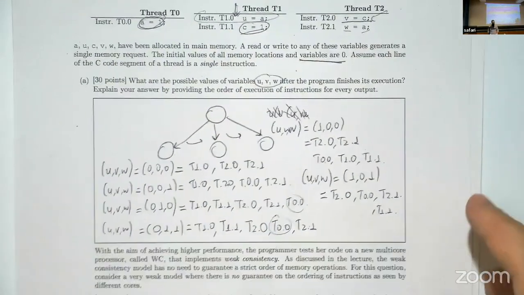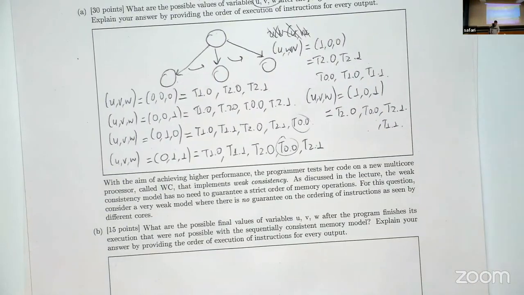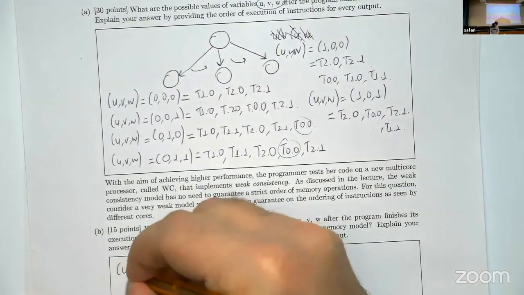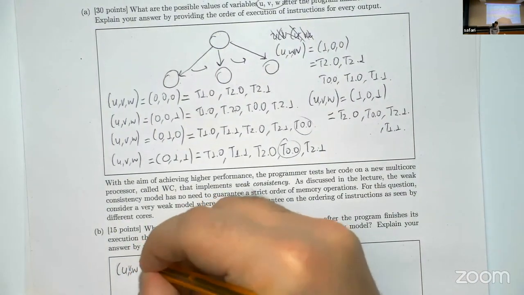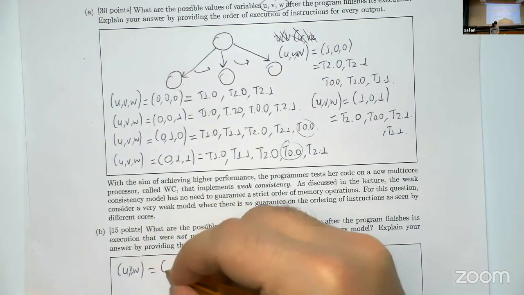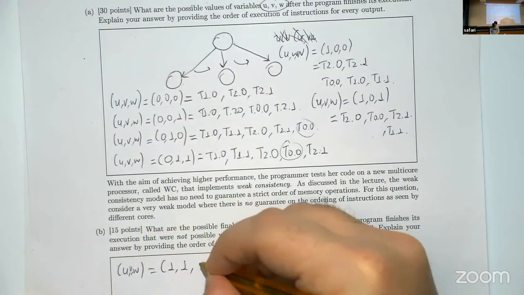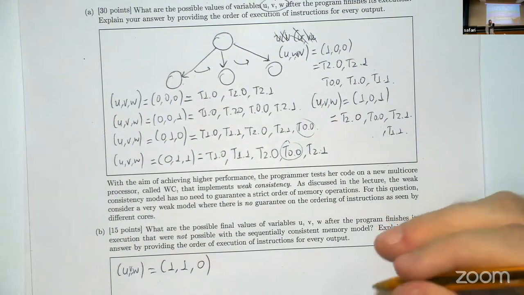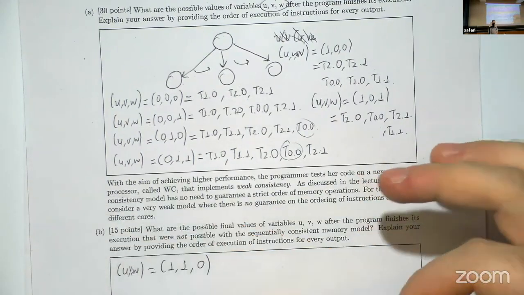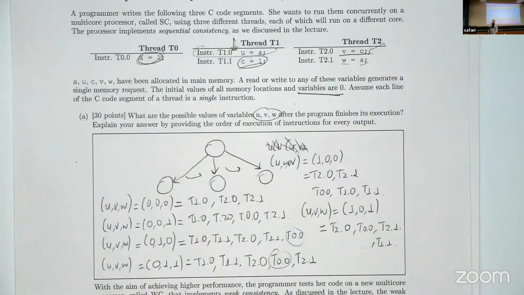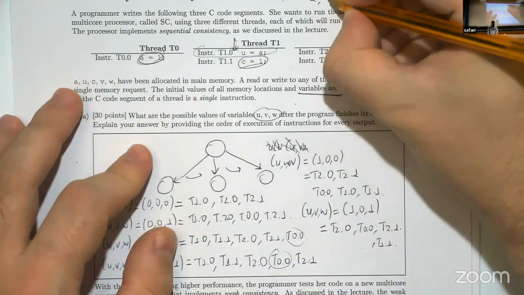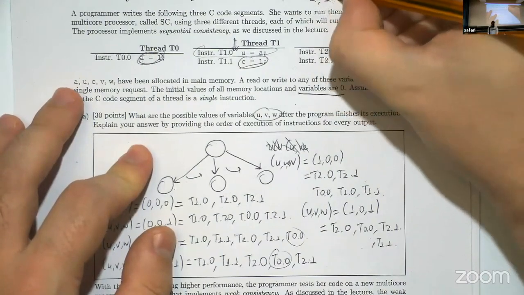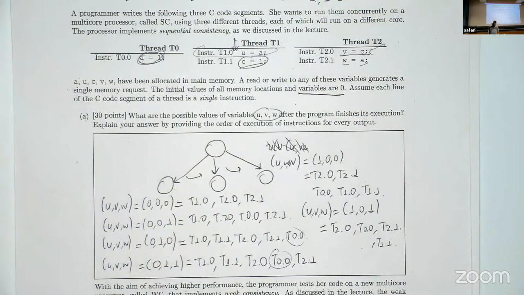And this is then the most interesting example: U, V, and W equals 1, 1, 0. Can someone argue why this is not possible? I'll show you the instructions again. Again, we want 1, 1, 0, U, V, W.